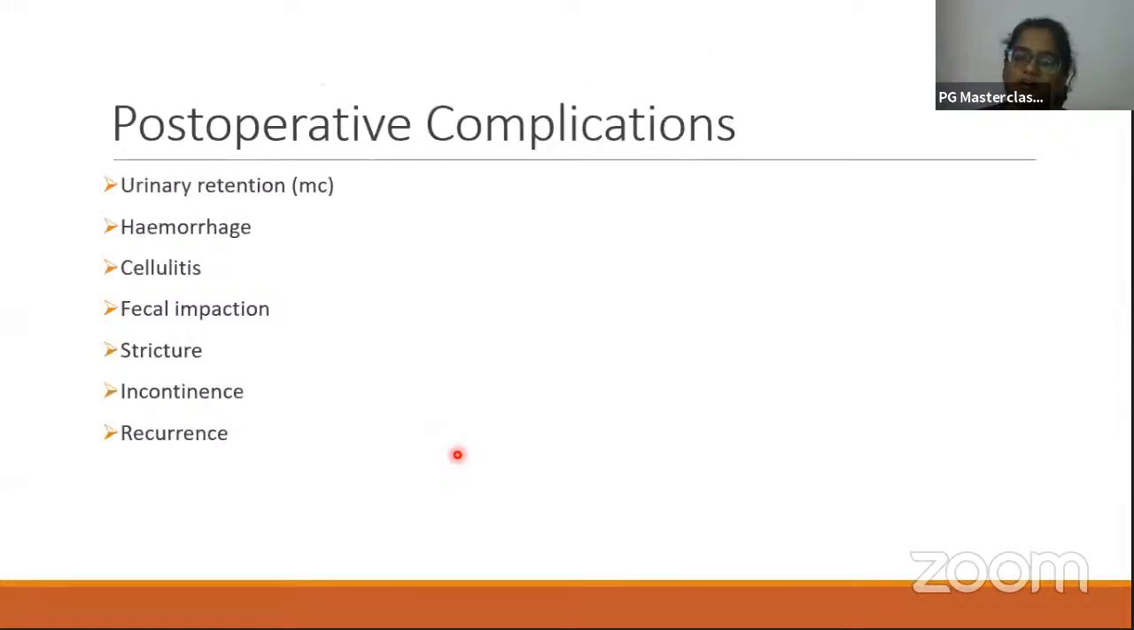Post-operative complications: urinary retention is the most common. Other complications are hemorrhage, cellulitis in the surrounding skin and subcutaneous tissue, fecal impaction, stricture formation, incontinence, and recurrence.